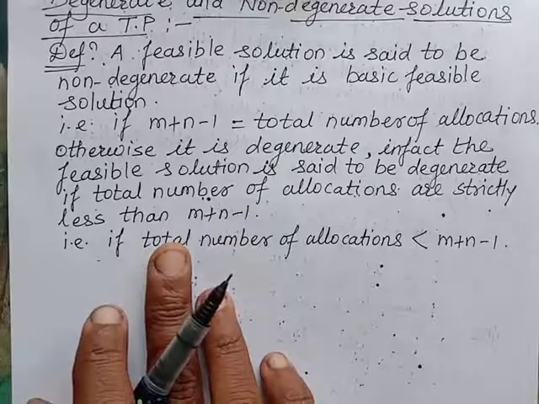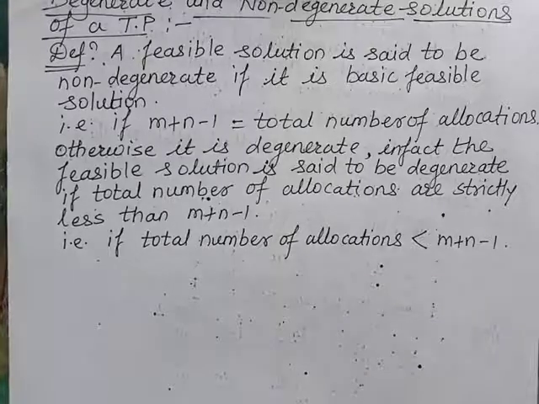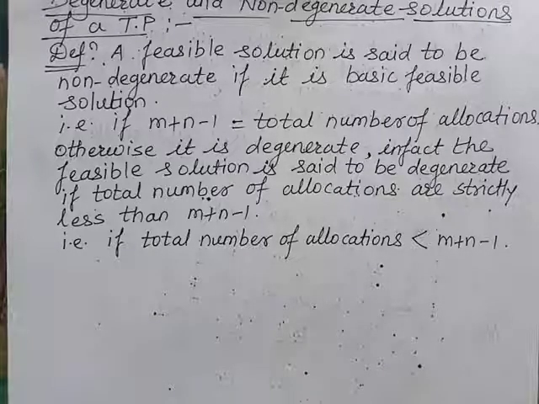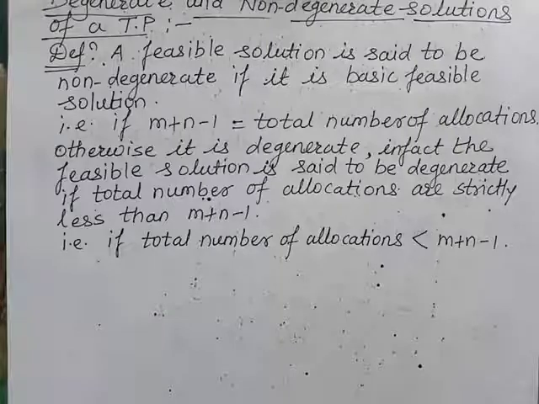And one more thing, if the solution is not non-degenerate, then we can reduce it into non-degenerate by adding one more allocation, whatever the required allocation, we can say only one required allocation, using a very small quantity, the smallest value, epsilon. Epsilon is a very small value, so we can take that allocation at the least cost, wherever the least cost occurs, so that our transportation cost should be minimum.